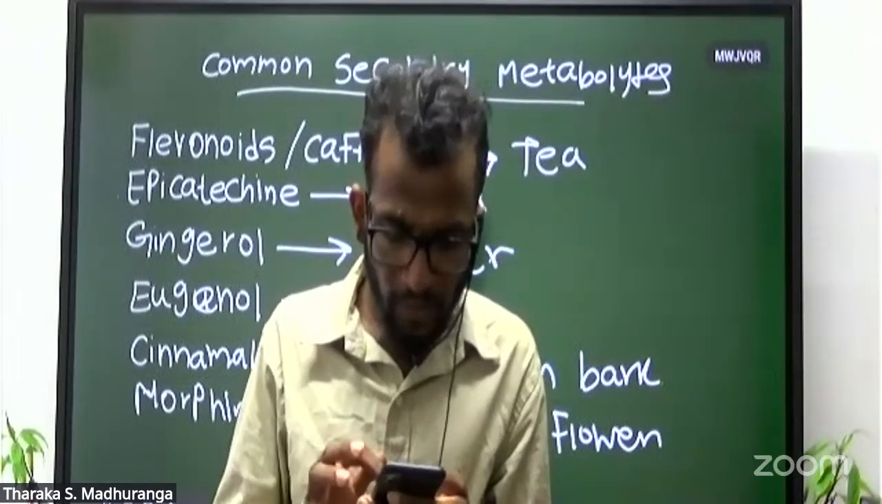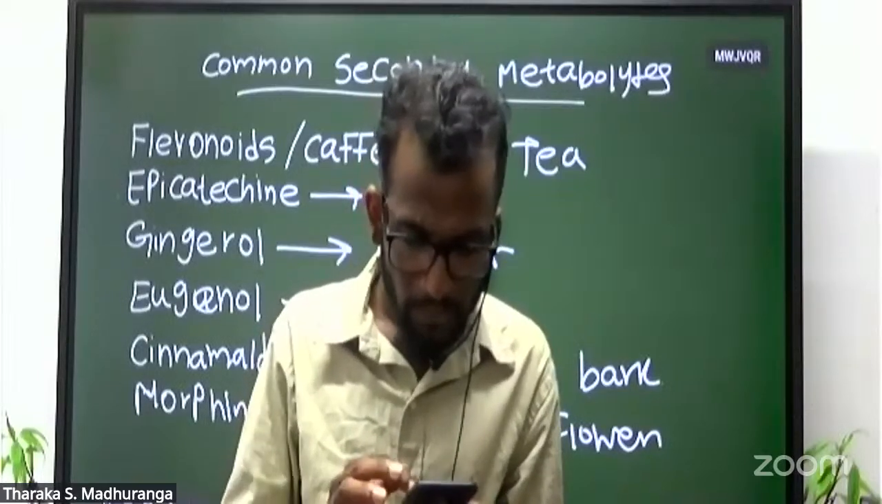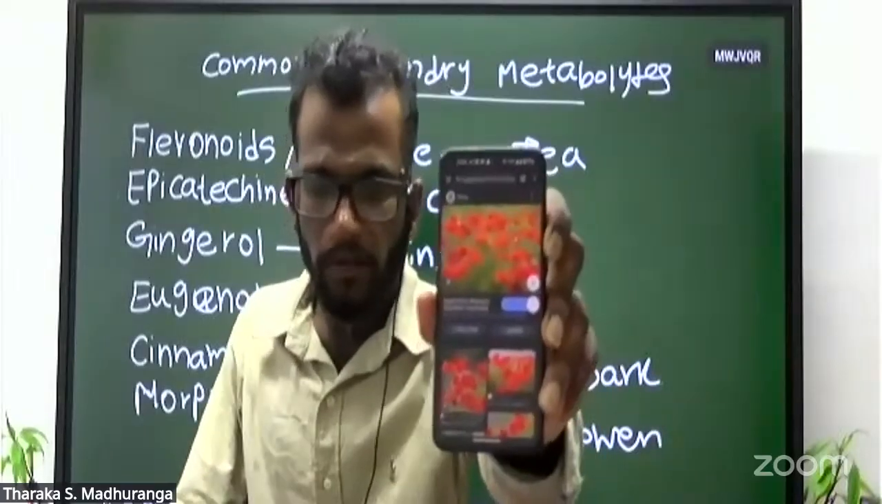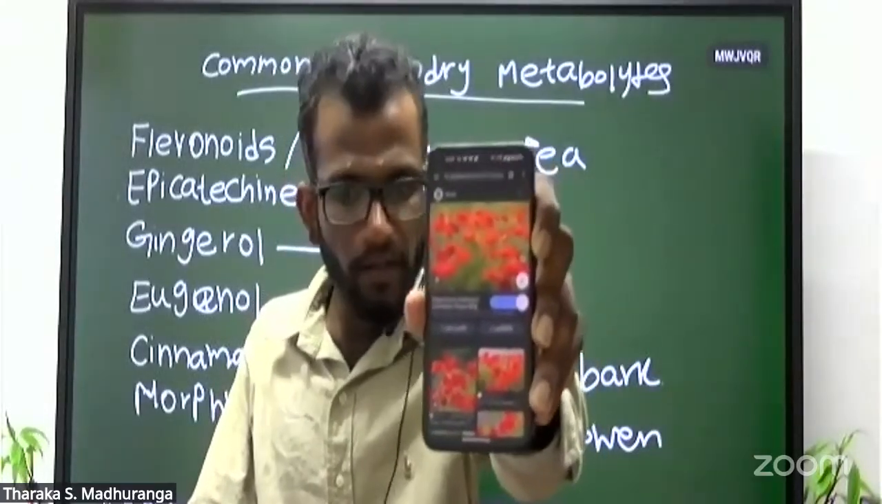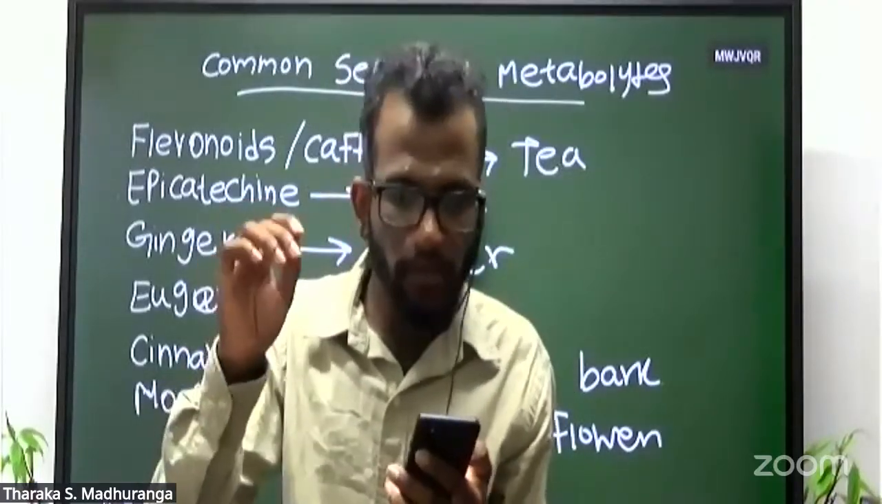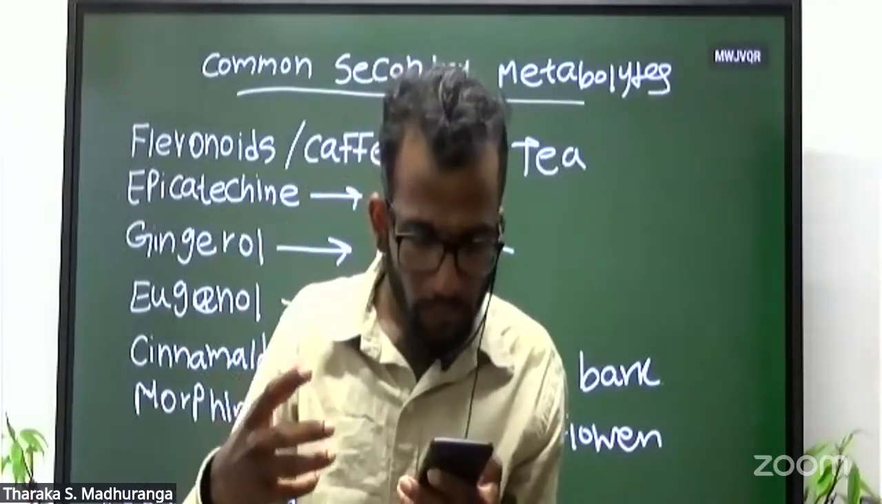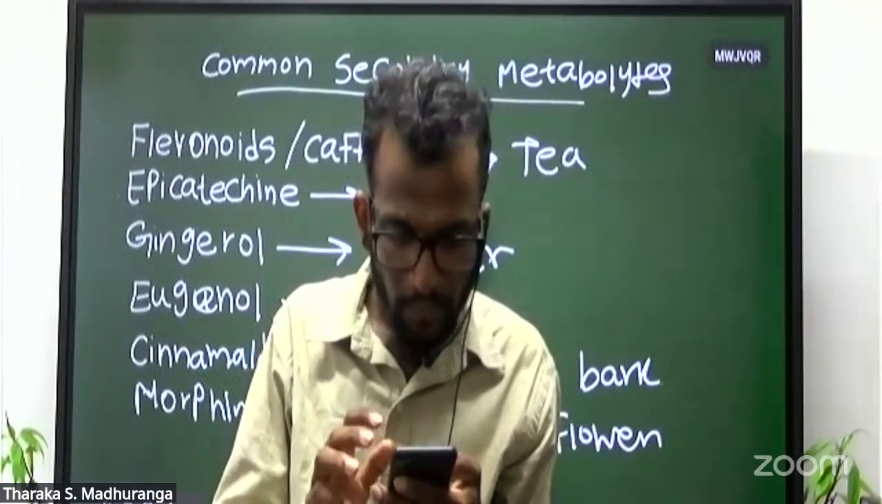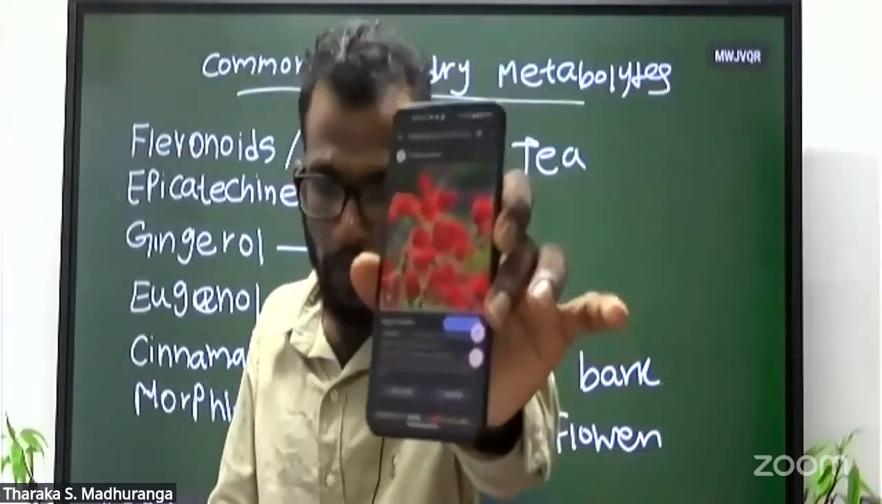That is a beautiful flower. That's a poppy flower, red and orange in color. The inflorescence is used to produce a lot of drugs. This is the flower, you can see.